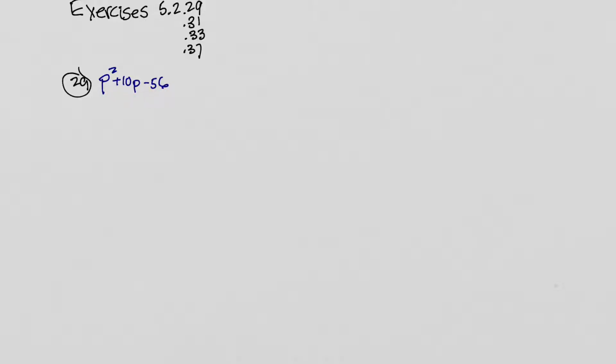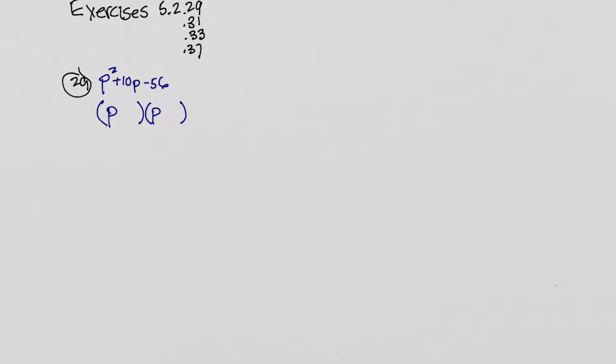So let's write our two sets of parentheses, anticipating that we can do this. And we're going to start here. We want to get the p squared. The leading coefficient is a 1, so we're going to start with a p and a p. And now what we're doing is we're looking for two numbers that when we multiply together, we get 56. When we add them together, we get 10.